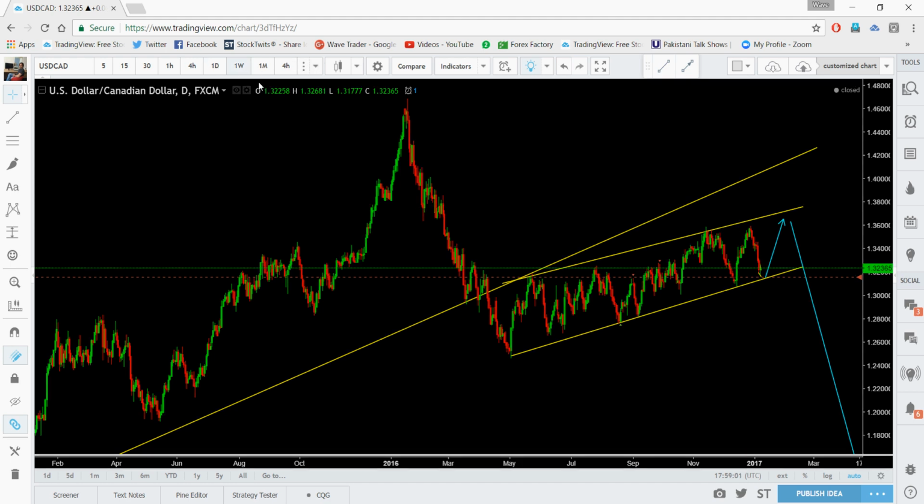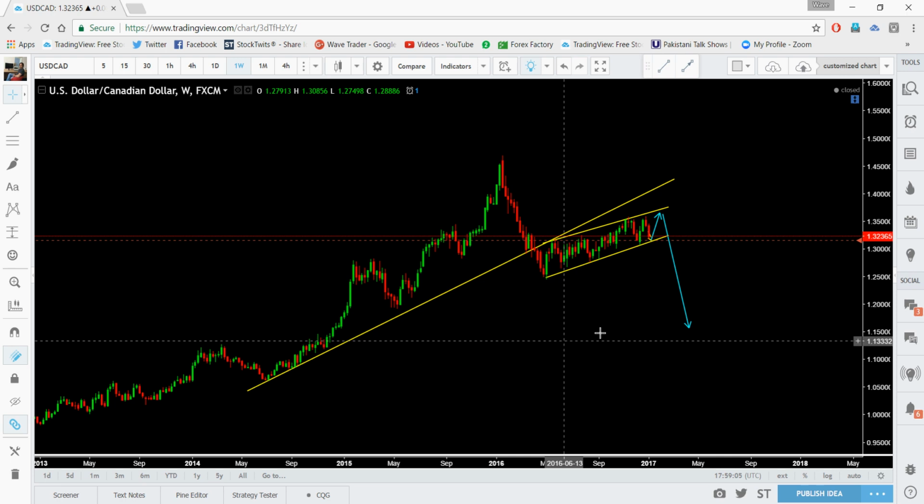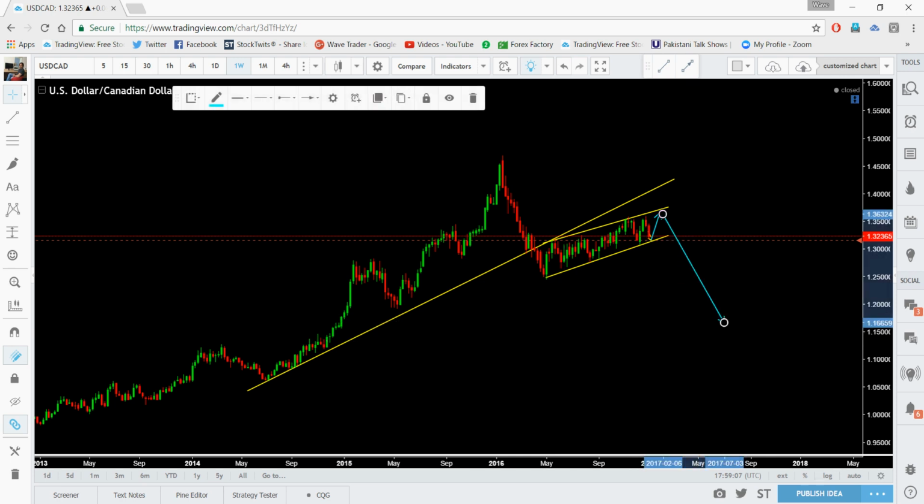Okay, so this is the pair forming a trend continuation pattern. All you guys can see, this is forming a trend continuation pattern. Okay, so one more move to the upside, it's possible. Okay, it can rise again, and we're gonna look for sell at the top.